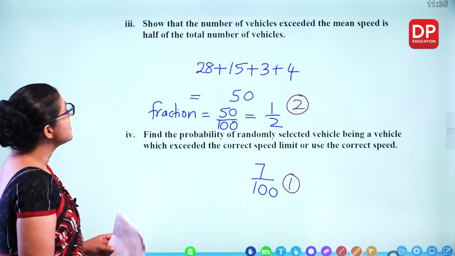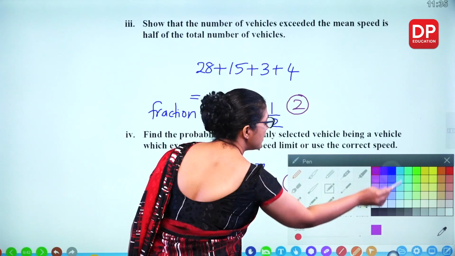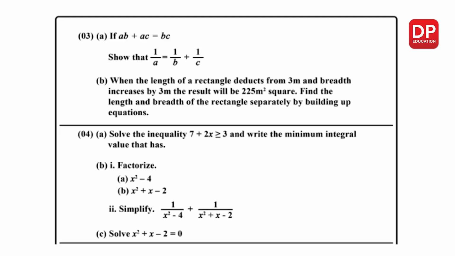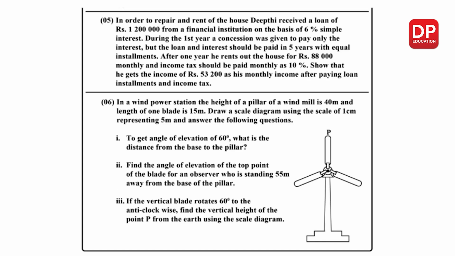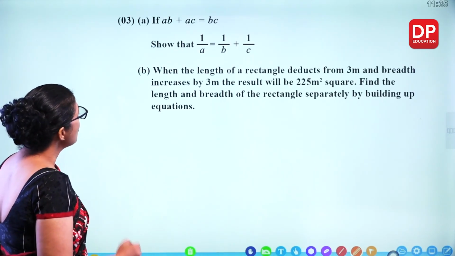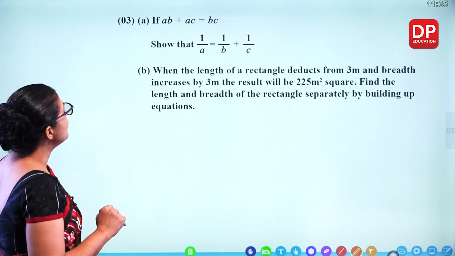So that's the second question. Now we'll take the third question. So you can try 3rd, 4th, 5th and 6th. That's the part A questions. Part 3. Question number 3. Part A and B, 2 parts are there. So we'll do step by step.